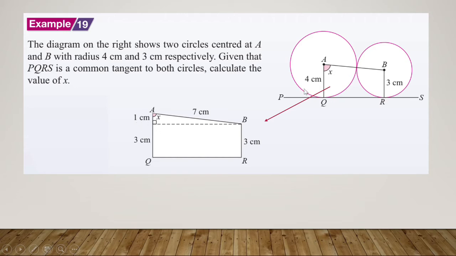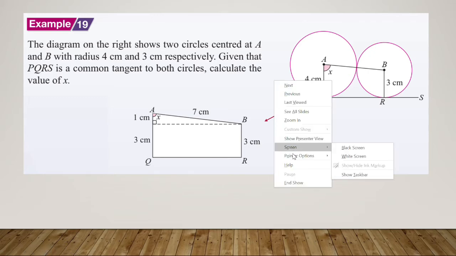And then when you add up the radius of the bigger circle here, this is 4 cm, just like AQ, right? And if this is the radius 3, from B to the tangent over here, or the point where they touch together, is also 3. So 3 plus 4 is 7. So we will have a 7 over here. Now we look at how to calculate the value of x.